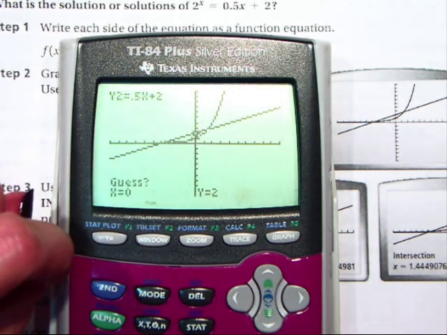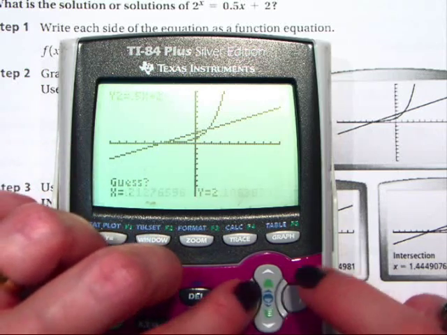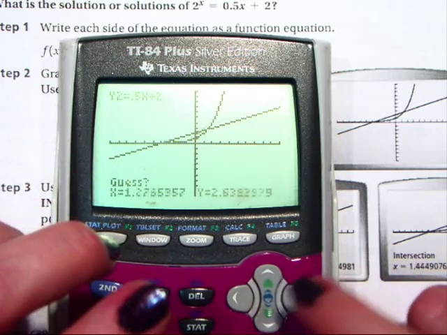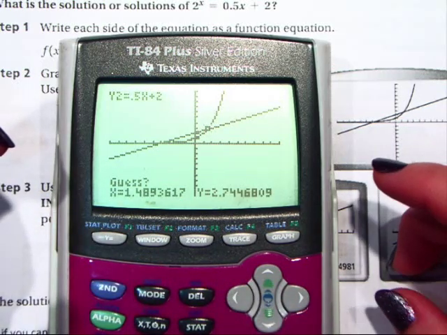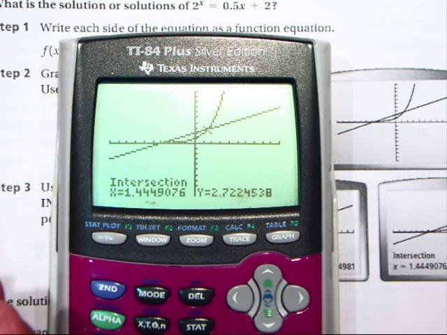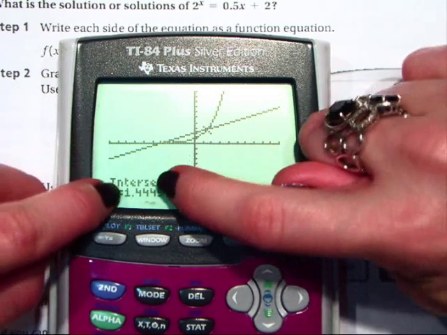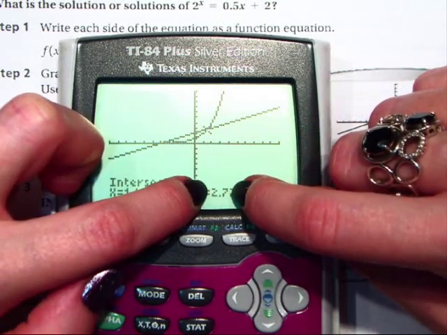Hit enter. And now I want us to take a guess. So you see how I'm using the left and right buttons? I want to take this and I want to move it over. Now look where I put it, right? I put it where they meet. Hit enter again. That is actually your first answer. Your first answer is when x is about 1.4 and when y is approximately 2.7.